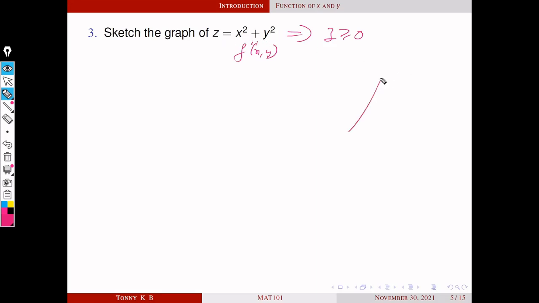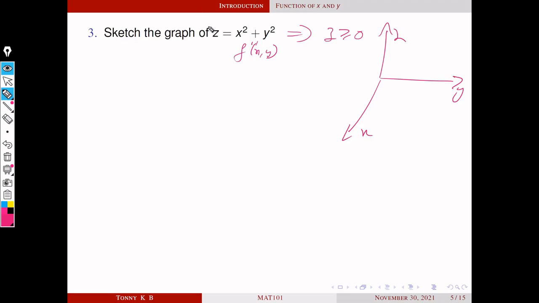So this is the x-axis, this is the y-axis, and this is the z-axis. Then the guarantee is that the surface is on the upper side of this xy plane. This is our x-axis, this is y. We assume that this is our z-axis. Okay, that is the guarantee. Then how to plot it?